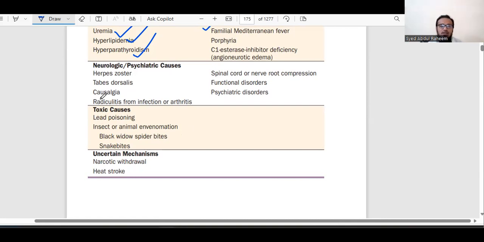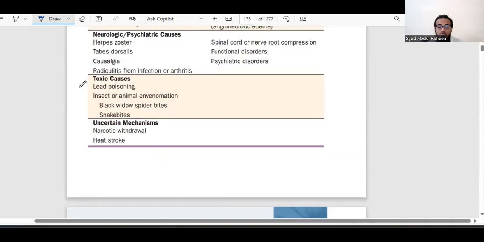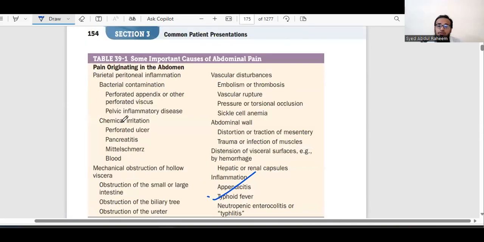Sometimes we have other issues, like nerve and spinal cord issues. Some patients I saw had tightness in the stomach, didn't have proper stool, had constipation and difficulty urinating. Everyone thought they had a problem in the abdomen, but the problem was in the spinal cord. So you have to ask the patient whether they have any abdominal pain or back pain. Sometimes poisoning may also cause abdominal pain: snake bite, spider bite, infection, insect bite. Sometimes heat stroke or withdrawal of drugs will also cause abdominal pain.